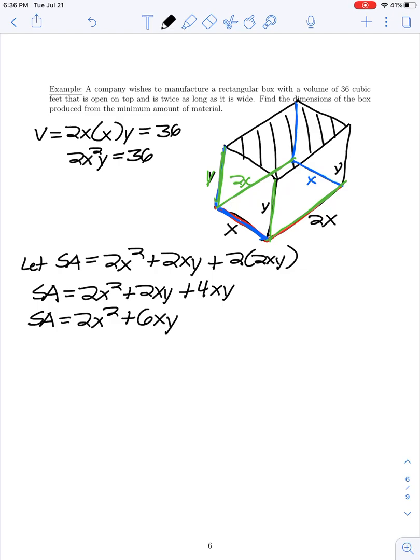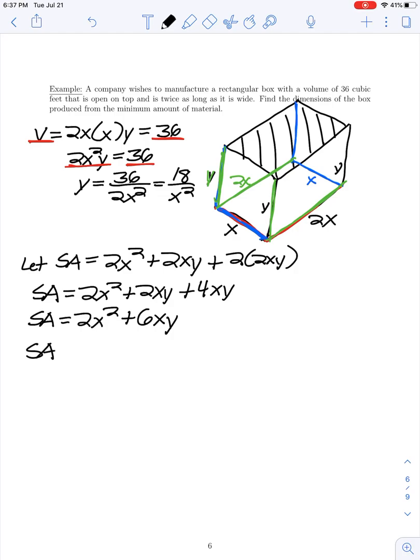Now notice that this surface area function involves the variables x and y. And we only know how to maximize or minimize a function of a single variable x. So in order to simplify this down to a single variable, we're going to go back to our volume constraint. We were told the volume must be 36, and we found the volume to be 2x squared times y is 36. So I can solve this equation for y in terms of x. If I divide both sides by 2x squared, I get y is 18 divided by x squared.